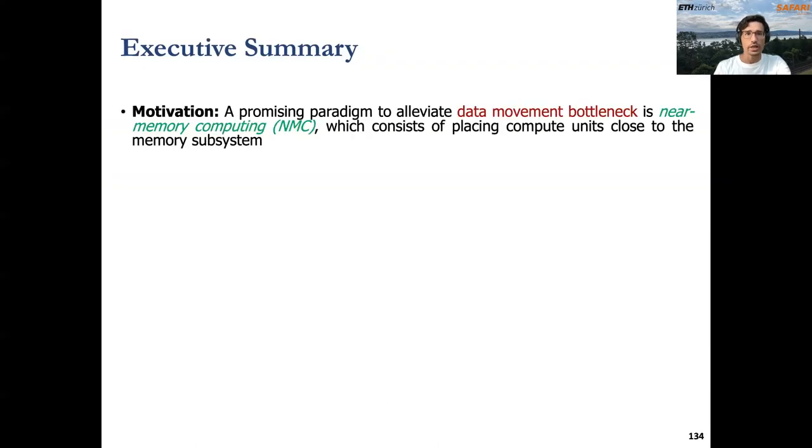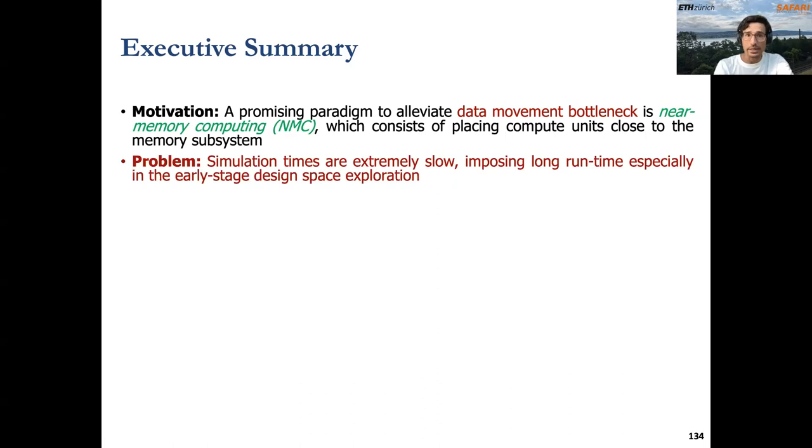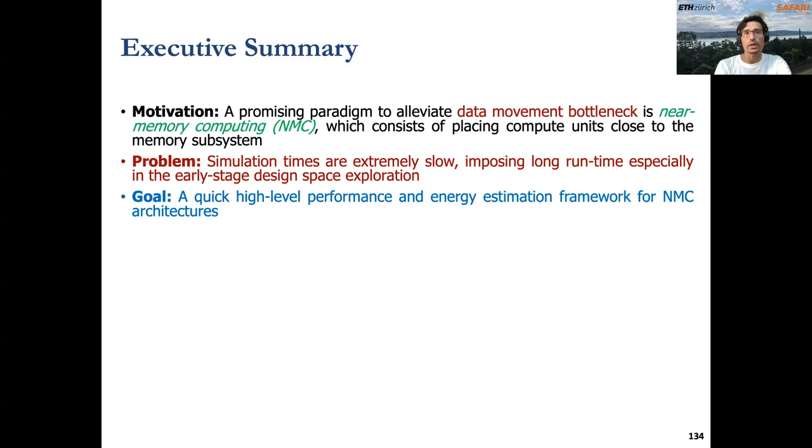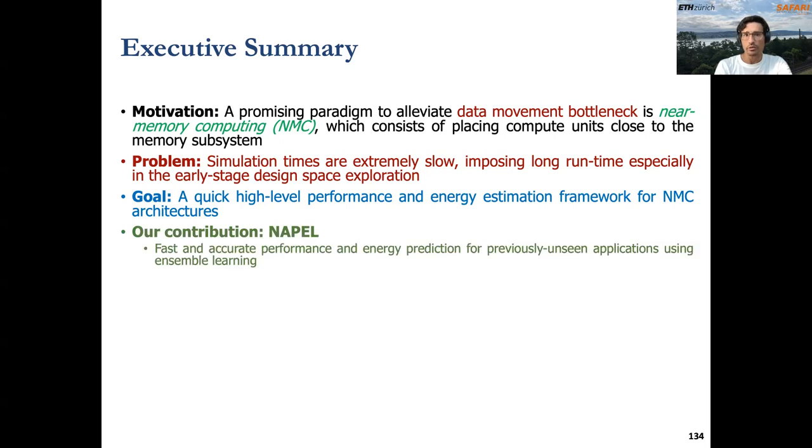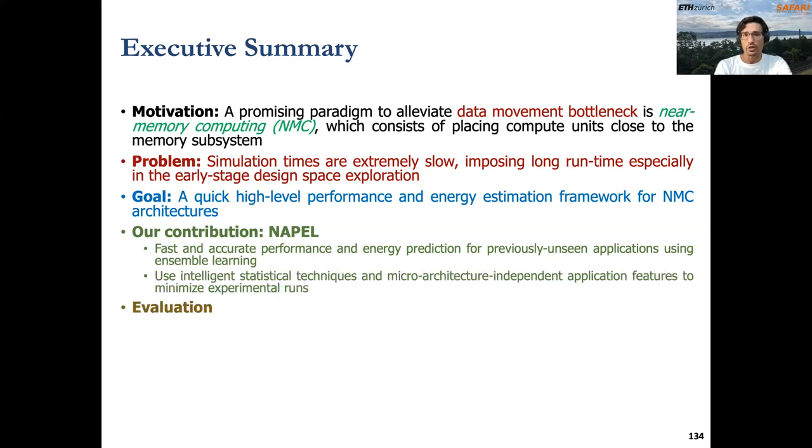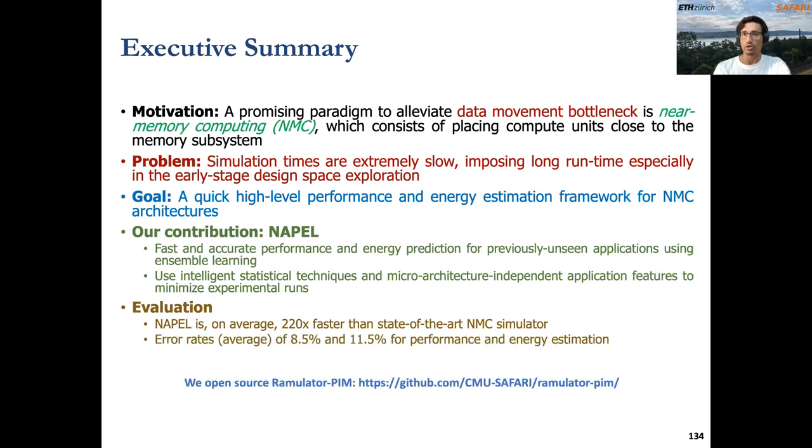The executive summary, very briefly: processing in memory, or near-memory computing, is very promising to alleviate the data movement bottleneck, as you know. But as I said before, simulation times are usually extremely slow. So the goal here is to provide a high-level performance and energy estimation framework for NMC architectures. And this is NAPEL, which provides fast and accurate performance and energy prediction for previously unseen applications using ensemble learning. It uses certain statistical techniques in order to make the predictions in a more efficient manner. In the paper, we show that on average it can be more than 200 times faster than a near-memory computing simulator. The simulator that we use in this study was Ramulator-PIM, as I mentioned a few slides ago.